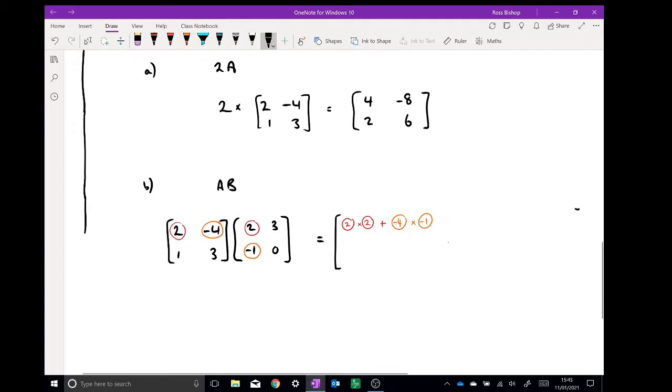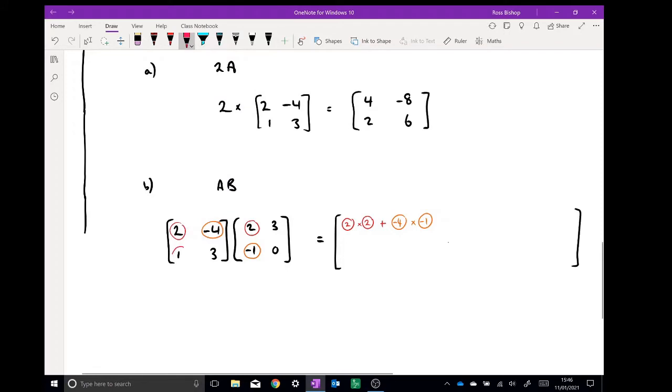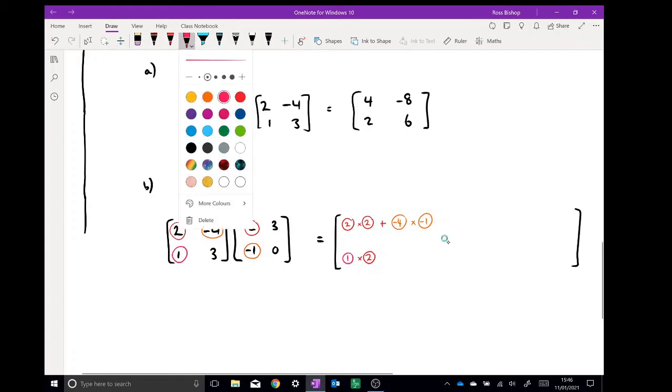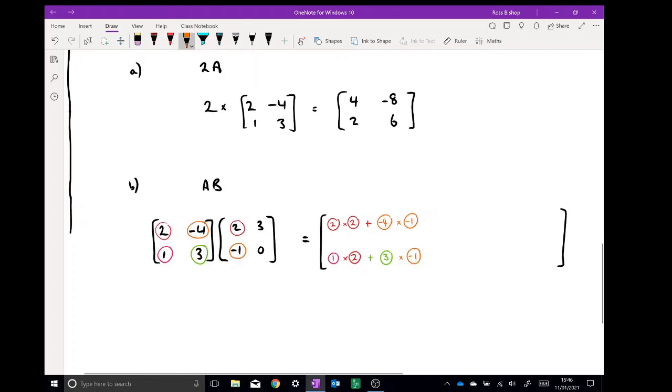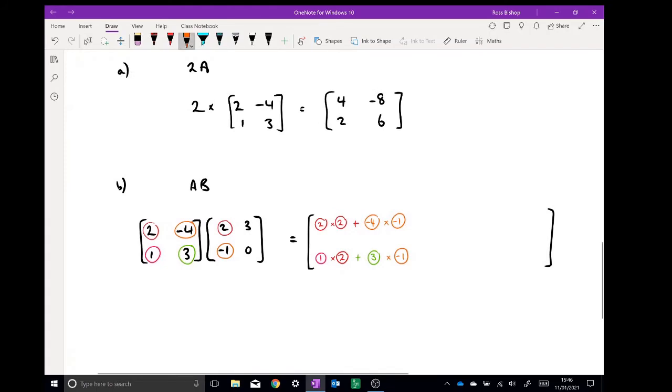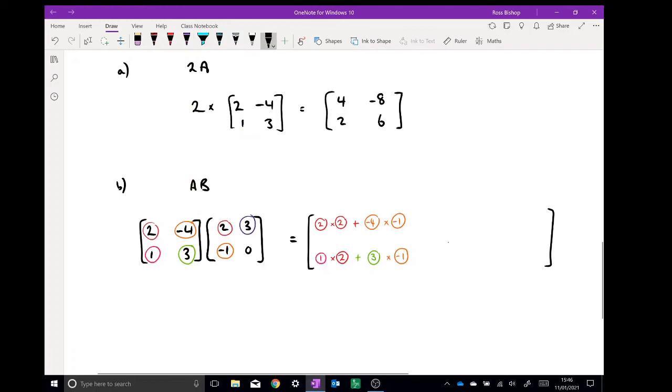Right, if I want to do the bottom left element, I'm just going to make this even bigger. Bottom left element would be, let's pick a different colour here. Let's maybe call this one pink. It's going to be pink 1 times the red 2, and then it's going to be plus green 3 times the orange minus 1. Okay, just take a little while to digest that. I'm just going to put some more colours in here. So we've got maybe a purple there, and we'll just have a black 0.